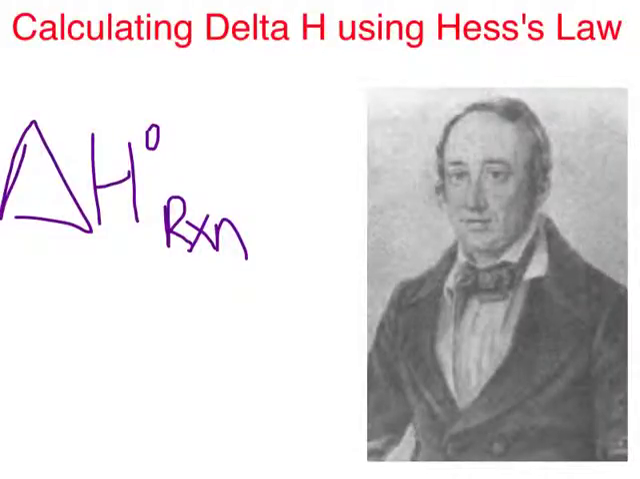Welcome to monochemistry. Today we're going to look at a slightly different way of calculating the delta H of reaction using a process called Hess's law.